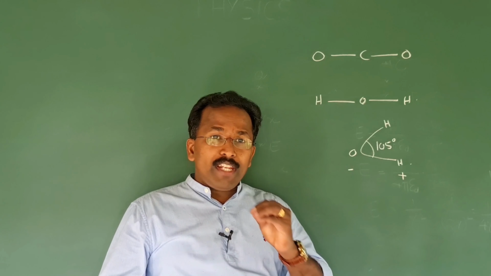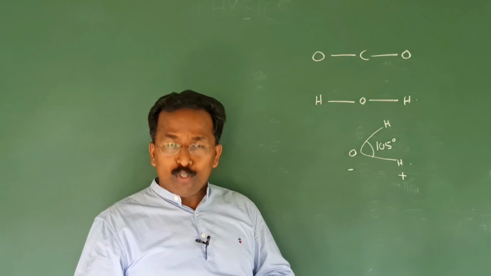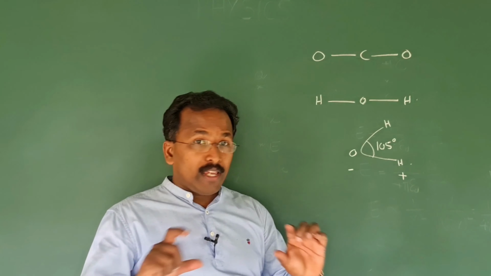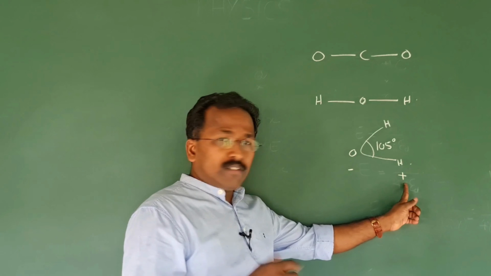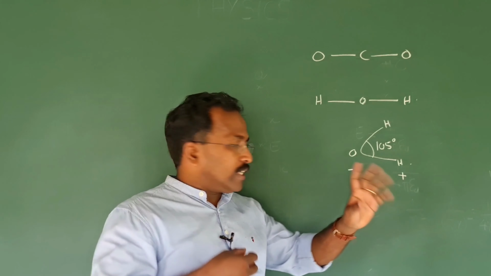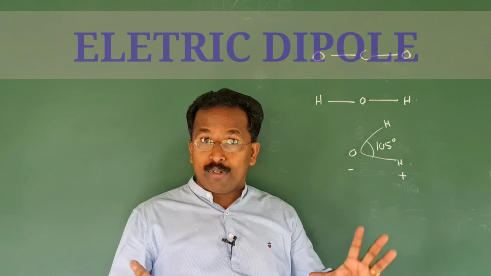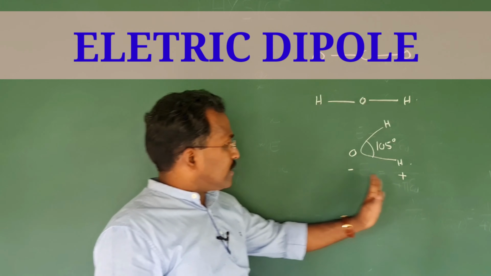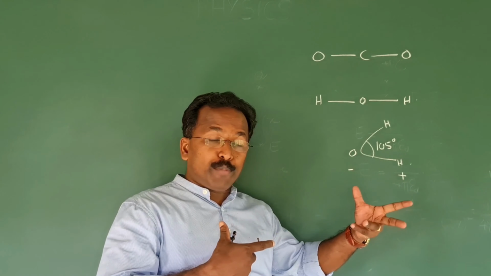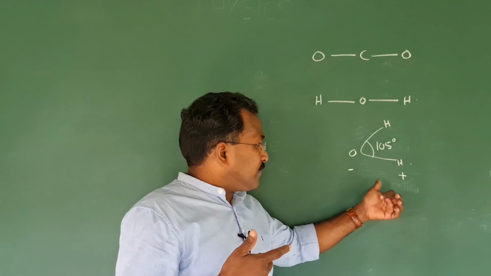Now this being a very important property of water molecule and a lot of other molecules, we will study about this. For studying this, we make a model of two equal and opposite charges separated by a distance. This kind of a setup we imagine, and we call this an electric dipole. The charges are very small and the separation, in the case of water molecule, is only a few nanometers. So it's a very small distance.